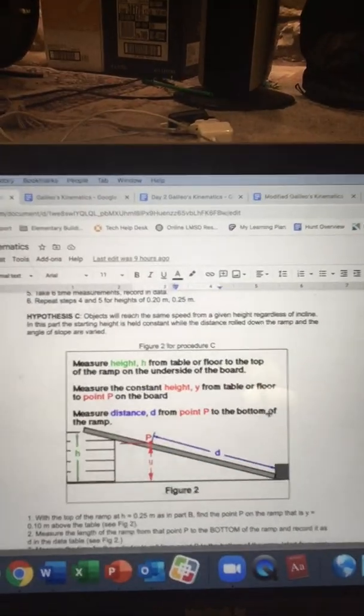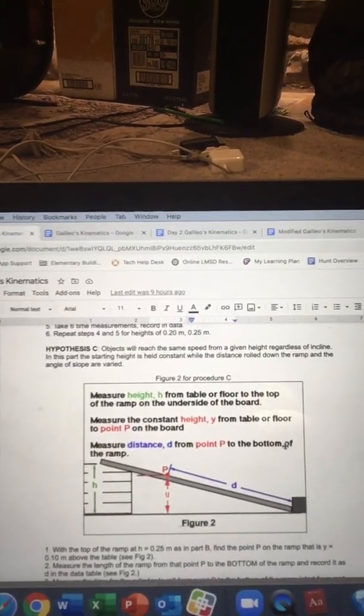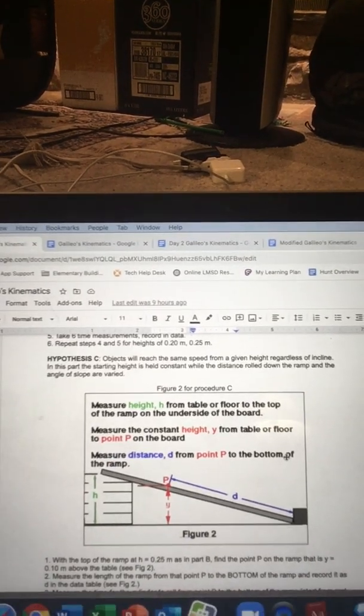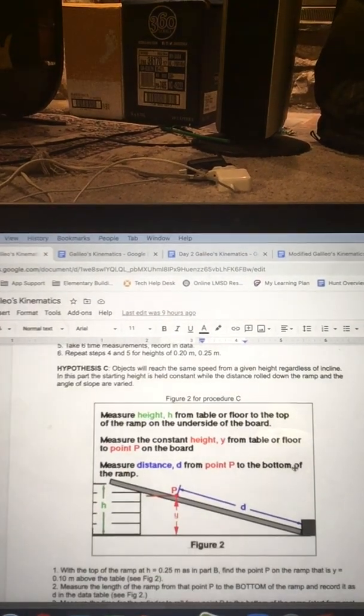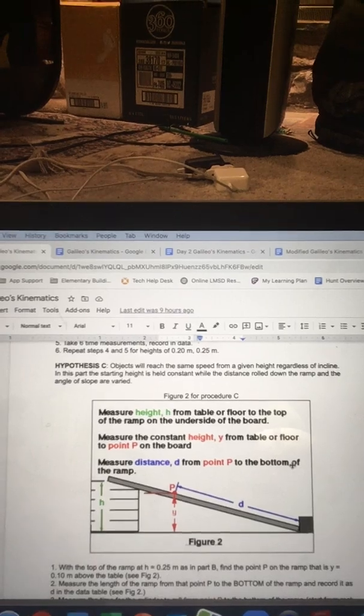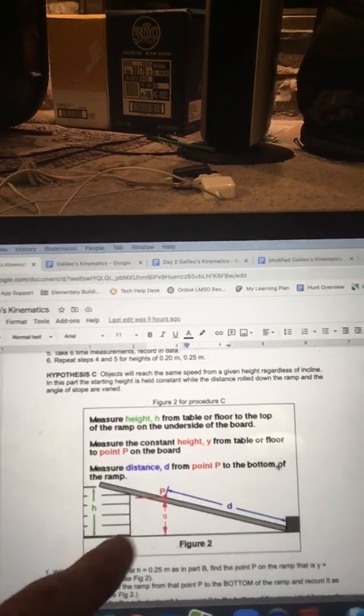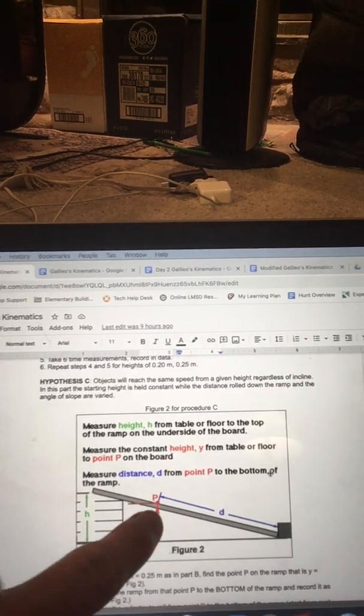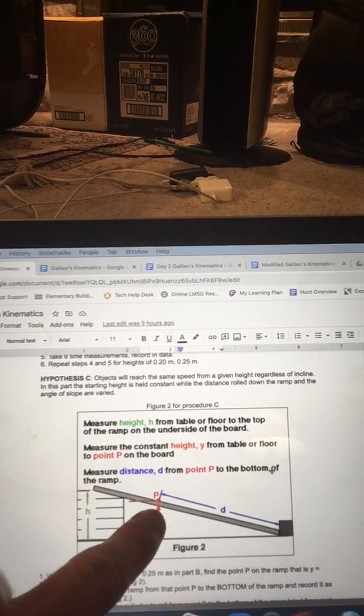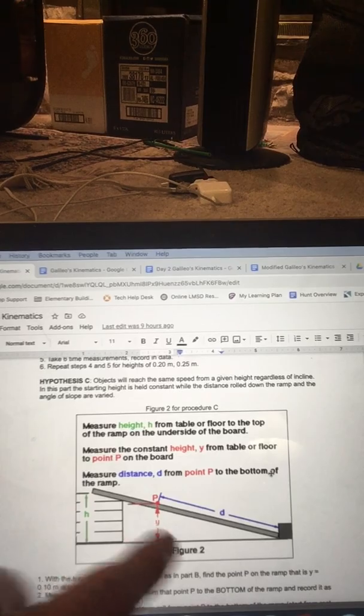All right, we are ready for hypothesis C. Hypothesis C here states that objects will reach the same speed from a given height regardless of incline. In this part, the starting height is held constant while the distance rolled down the ramp and the angle of the slope are varied. So this height of y is going to be 10 centimeters no matter how angled our board is.